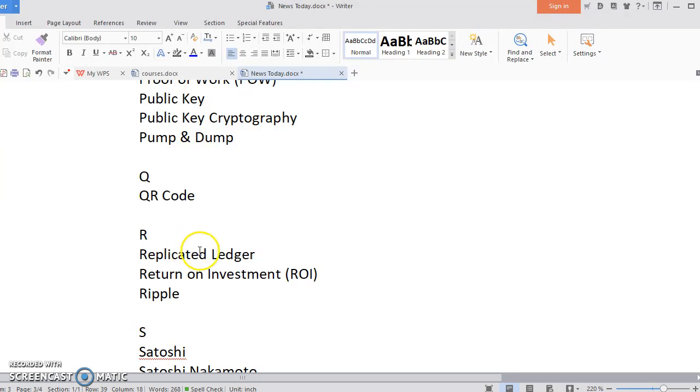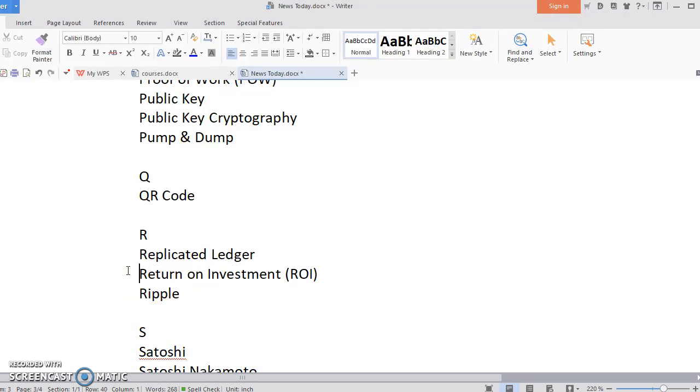Now, what does it mean to replicate? To replicate means to produce different copies. So a replicated ledger is basically a ledger that is copied and then distributed to different parties.